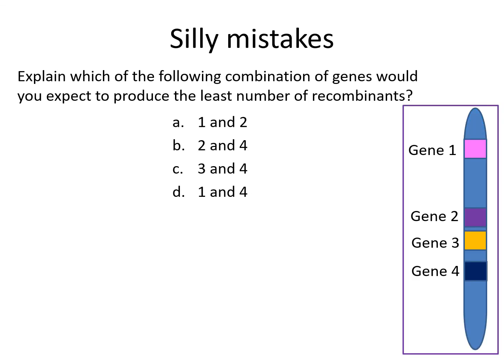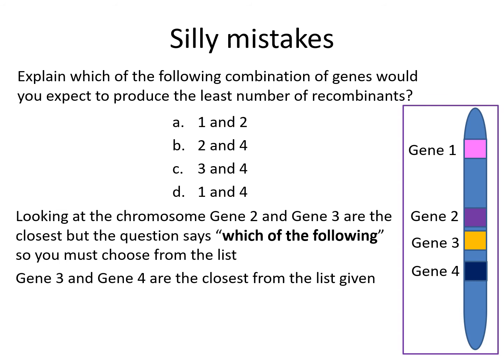So here's an example of the kind of question that you might get. It says, explain which of the following combinations of genes would you expect to produce the least number of recombinants? Well, first off, you should remember the fact that the least number of recombinants will occur when the genes are closest together. And if you look there, you'll see that gene 2 and gene 3 are closest together. And if you say the answer is gene 2 and gene 3, then you're wrong, because it quite clearly says in the question, which of the following.